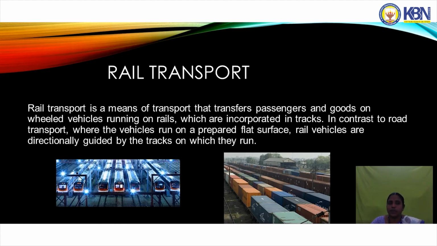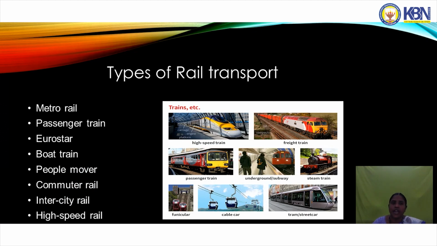Next one, rail transport. Rail transport is also one type of transport. It is the movement of goods as well as people from one place to another place on rails. It is called rail transportation. In contrast to road transport, where vehicles run on a prepared flat surface, rail vehicles are directionally guided by the tracks on which they run. Types of rail transport: metro rail, passenger train, boat train, people mover, commuter rail, intercity rail, high speed rail, regional rail. These are types of rail transport.